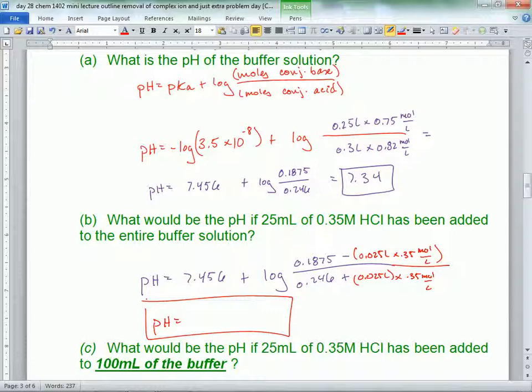pH should go down a little bit. It shouldn't go down too much at the buffer. It'll probably go down to like 7.33 or 7.32 or something. You know you're doing it right.